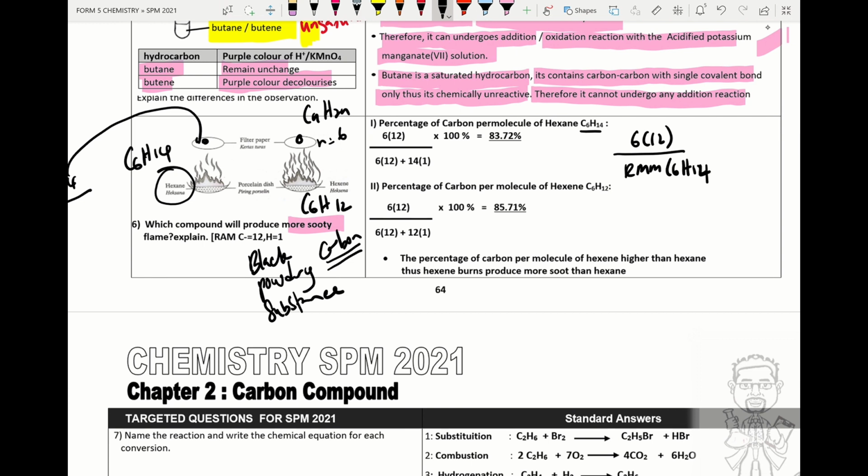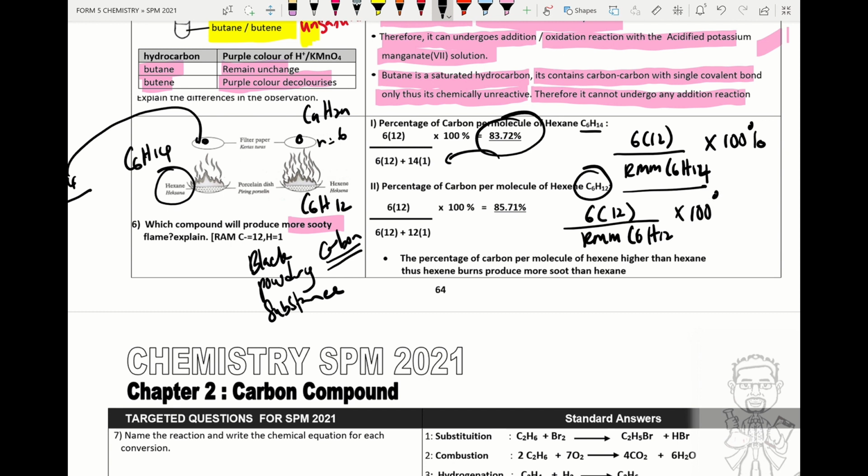Okay, H14 times 100 percent. We use this formula and we get 83.72 percent. We find the percentage of carbon atoms per molecule of hexene: C6 times 12, then we find the RMM of C6H12, which will be 12 times 100 percent. Then we compare which percentage is higher.